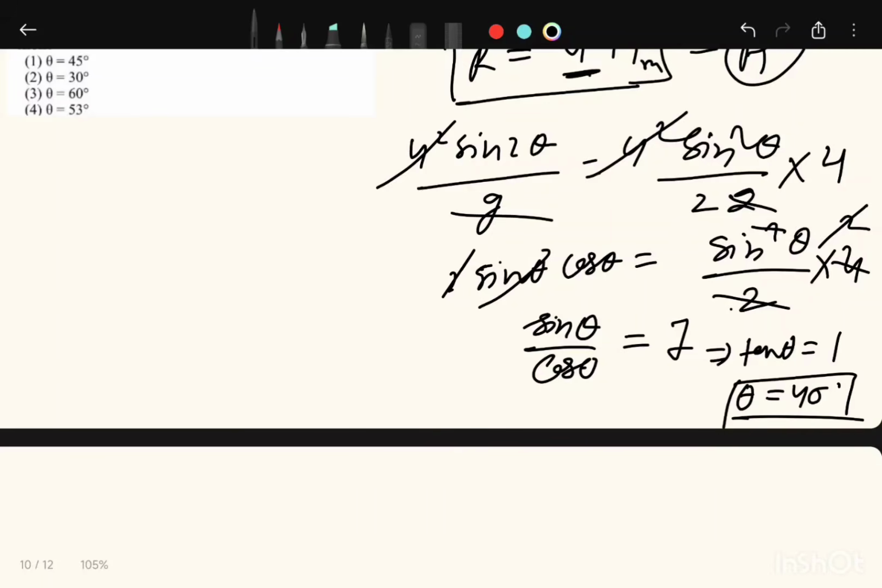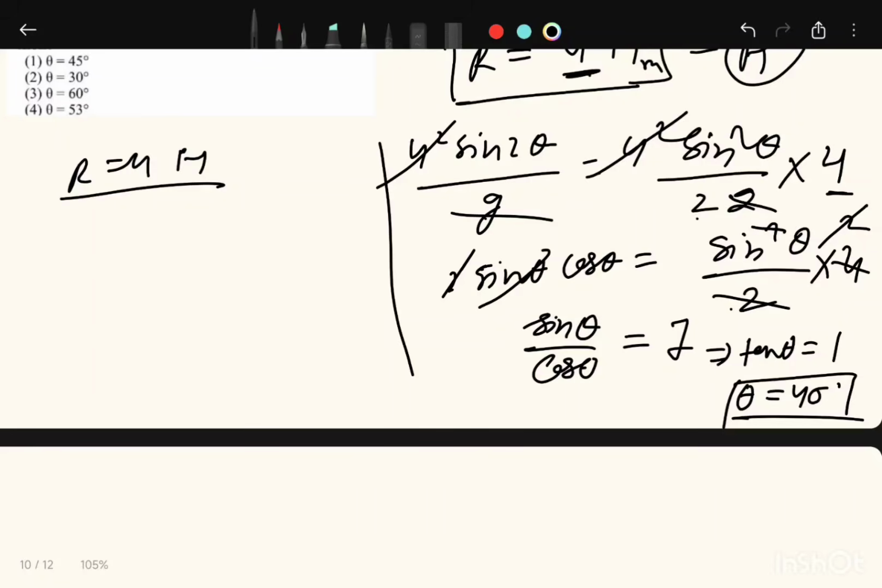I hope you understood this. Let me explain it again. Here R was equal to 4H. So this formula u square sine square theta by 2g, and this 4 is here. The H formula is u square sine square theta by 2g. So this g will cancel out this g, and u square will be cancelled out with this u square.